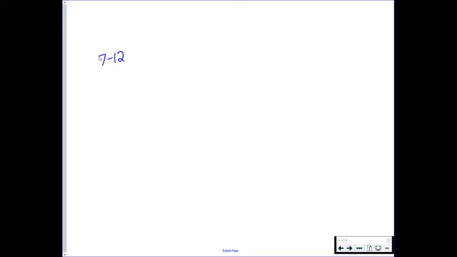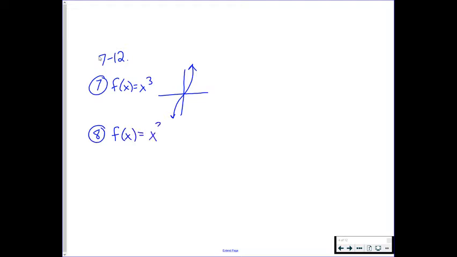On questions 7 through 12, our question states graph the parent functions. I'm just going to draw a sketch of each of these. Question 7 says f of x equals x to the third. That is the cubic function we learned about in class. And it looks like the S shape going through the center of the graph. Question 8 says f of x equals x squared. That was the quadratic function that looked like a U shape, also going through the center of the graph.